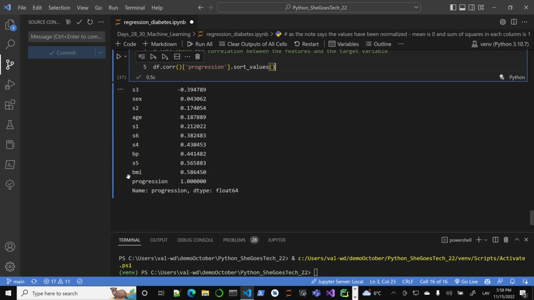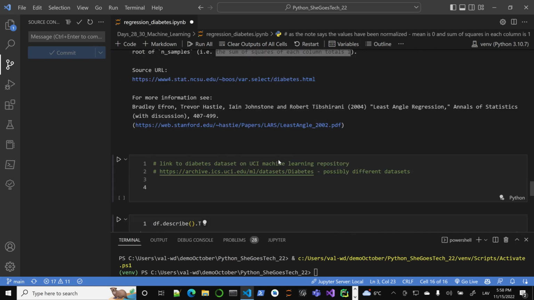So we have some strong correlations and some negative correlations. Actually, BMI, the one we used, is strongly correlated to progression. So what does S3 mean? That means it's negatively correlated, right? So the higher the S3, the less progression.